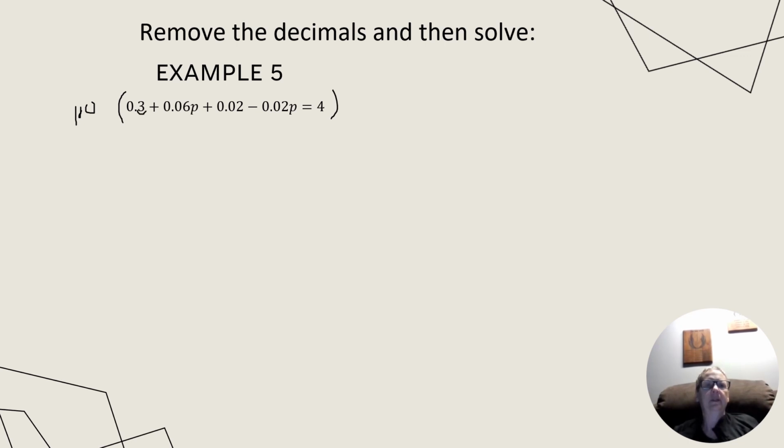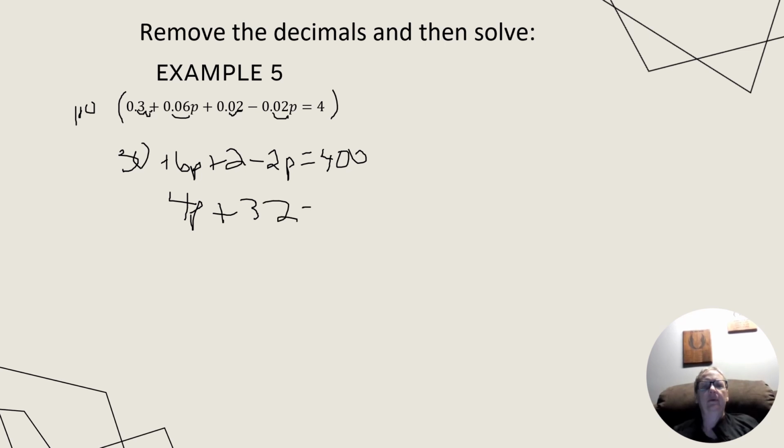So this becomes 30. This becomes 6. This becomes 2. This becomes 2. And then 4 times 100 is just 400. And then we're ready to rumble. So we're going to combine our like terms. So 6p minus 2p is 4p. 30 plus 2 is 32. You can do that in whatever order you want.